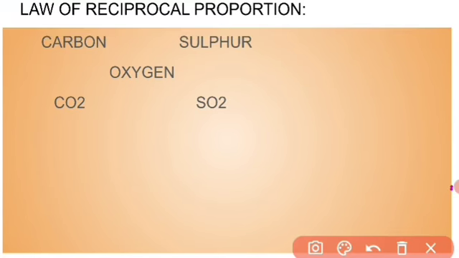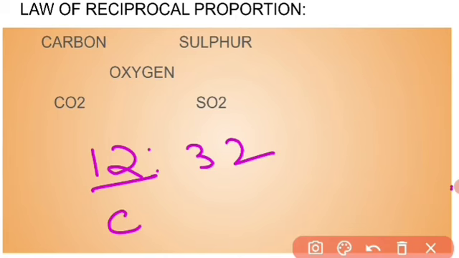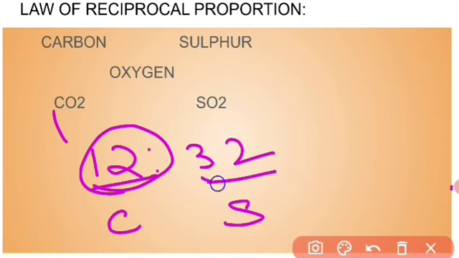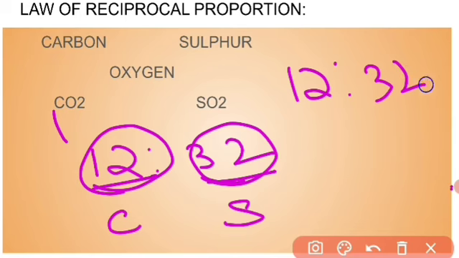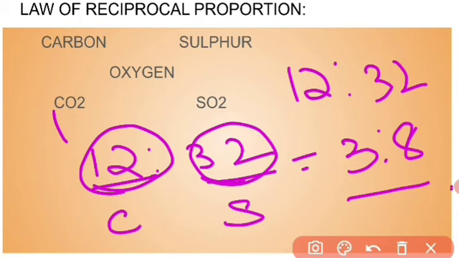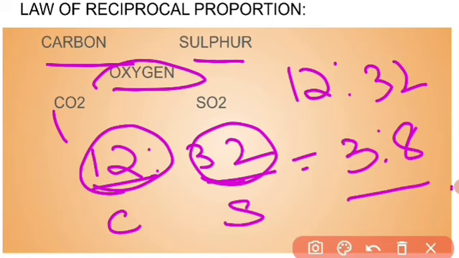Now what they are saying in other conditions in this law is that when carbon and sulfur combine separately with fixed mass of oxygen in the ratio, suppose 12:32 is the ratio. Carbon it is C and 32 it is S. So 12 is of carbon and 32 is of S. If we do 12:32, you will get 3:8. Correct? Now you can see carbon and sulfur combine separately with fixed mass of oxygen in the ratio of masses 3:8.